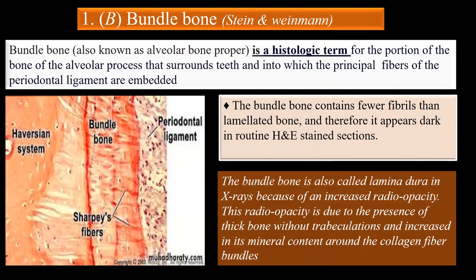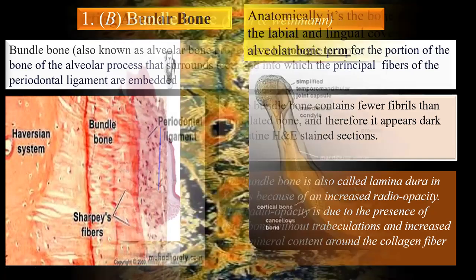The bundle bone is also called lamina dura radiographically. The radiographic term is lamina dura because of an increased radio opacity. This radio opacity is due to the presence of thick bone without trabeculations and increased mineral content around the collagen fiber bundles. So once again, I'm reminding you, please make a note that the bundle bone is a very important short note.